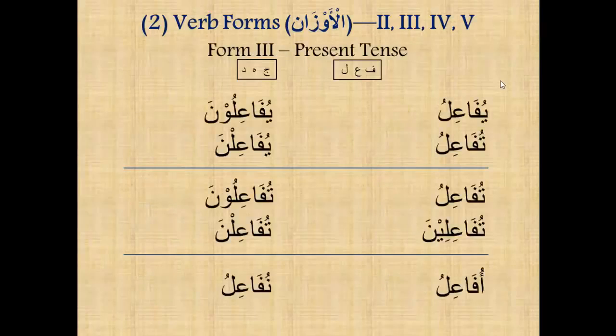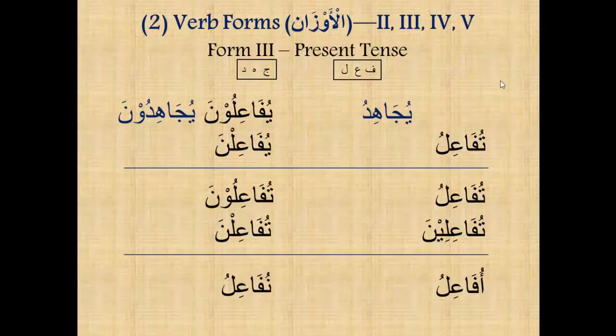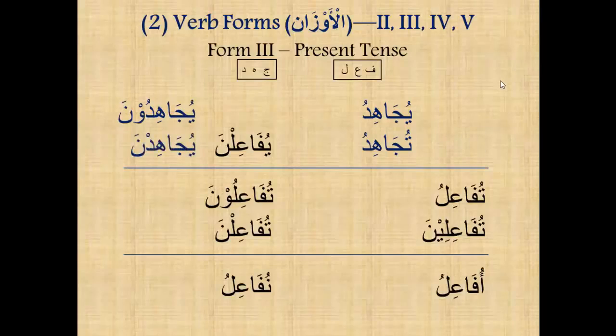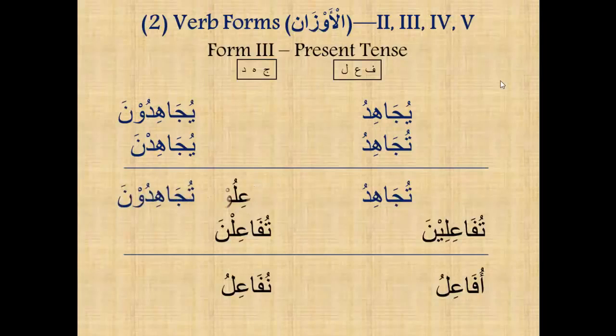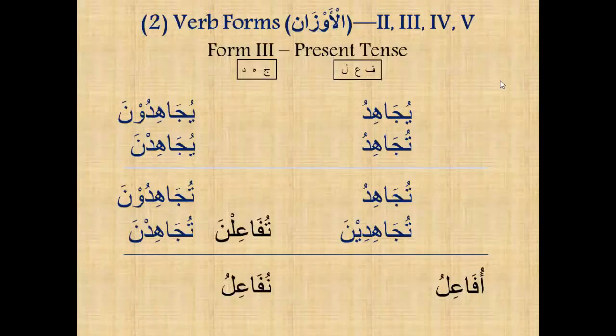Present tense conjugation for Form 3 using the same verb. يفاعل يجاهد. يفاعلون يجاهدون. تفاعل تجاهد. يفاعلن يجاهدن. تفاعل تجاهد. تفاعلون تجاهدون. تفاعلين تجاهدين. تفاعلن تجاهدن. أفاعل أجاهد. نفاعل نجاهد.